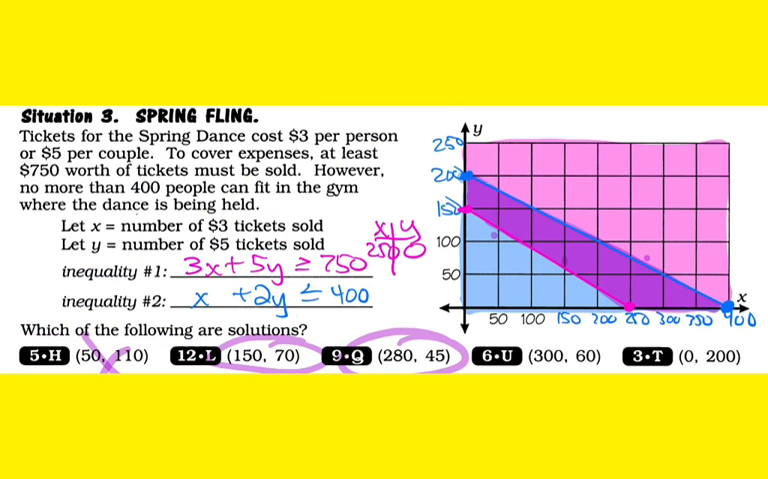On situation 3, it's a spring fling, and these are a little bit more what we're used to because we have some tickets that we are selling. The X value is going to be our $3 tickets, and our Y value is going to be our $5 tickets, right? And we know that to cover the expenses, they have to have earned at least $750. So you can have at least $750, but boy, they'd like to make more than that, right?